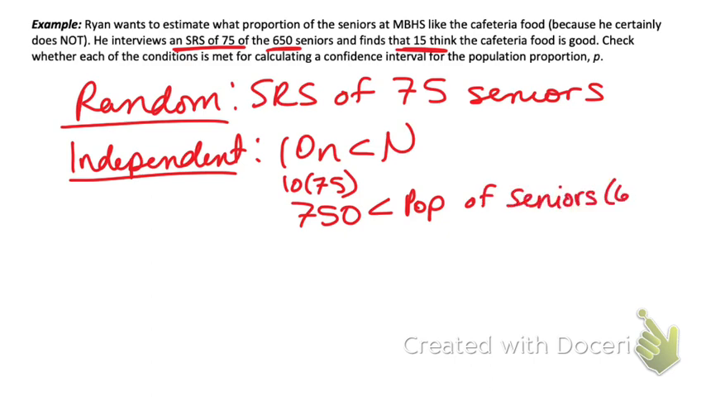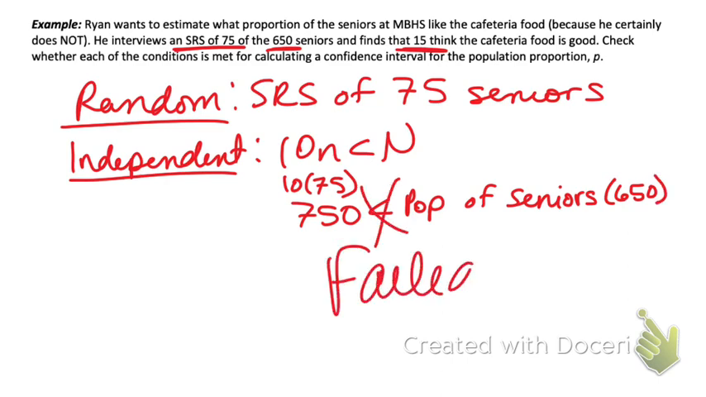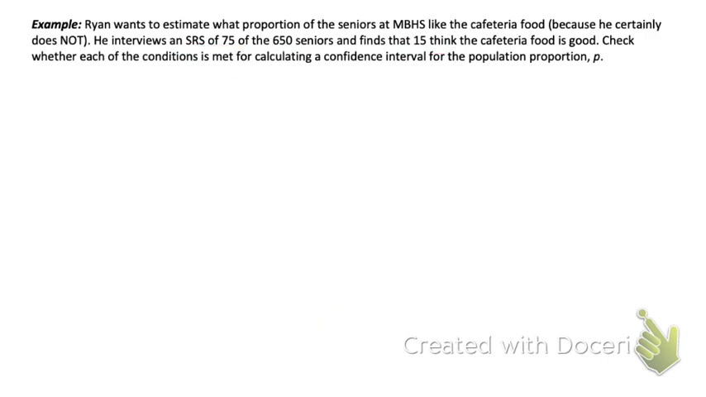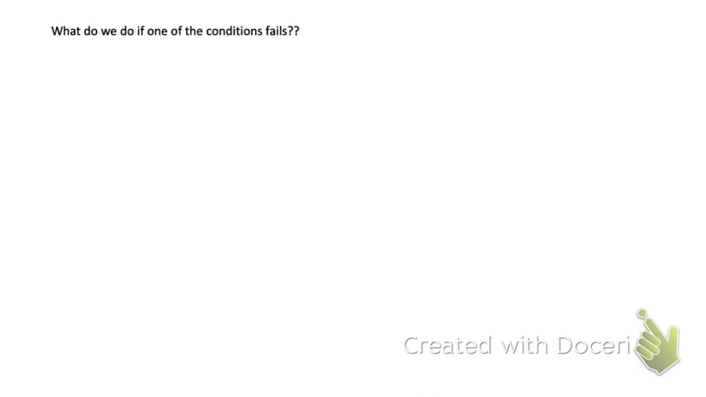And wait a second, that is not true. So we have a failed condition. The independent condition has not been met. Therefore, we do not have enough variability in our sample. That means that our interval will not be a valid statistical representation of the truth. So what do we do when we have a failed condition? Well, it might seem like we should just stop and quit the problem, or maybe go back to the drawing board and make sure that we don't fail that condition. But here's what we're actually going to do. We're going to proceed with caution.